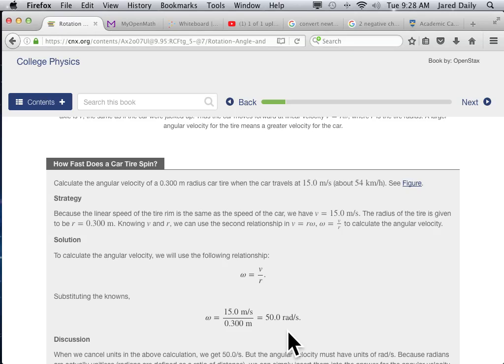0.3 meters is about a foot radius. So that's a pretty small tire, actually. Most cars are around 14, 15 inches. So smaller tires have to go around faster to go normal speeds, right? So yeah, that's pretty reasonable. It makes sense.